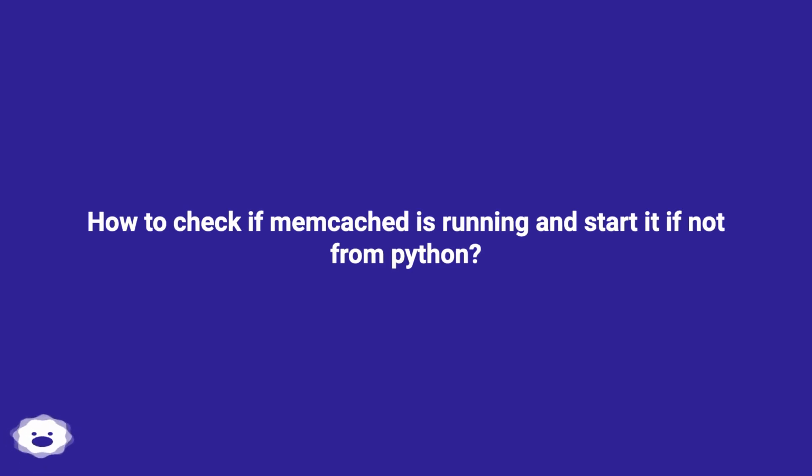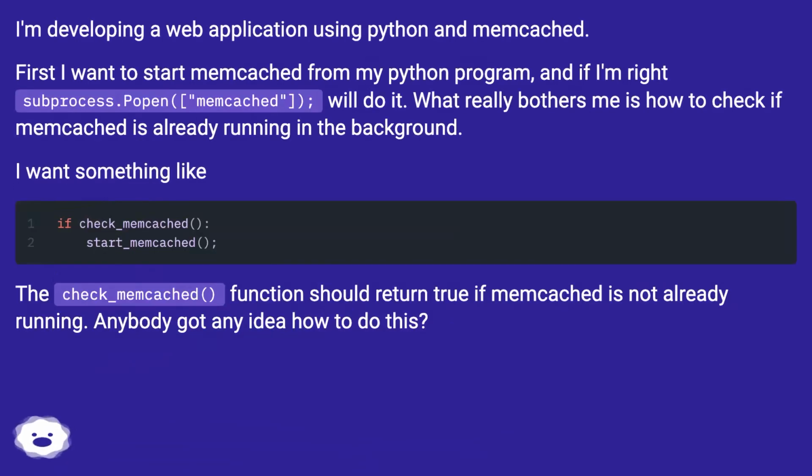How to check if Memcached is running and start it if not from Python. I'm developing a web application using Python and Memcached. First I want to start Memcached from my Python program, and if I'm right, subprocess.Popen and Memcached will do it. What really bothers me is how to check if Memcached is already running in the background.